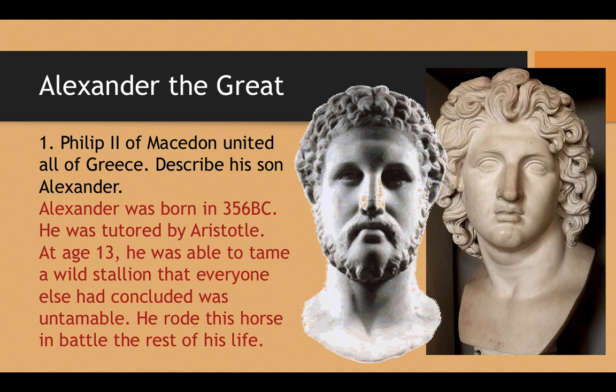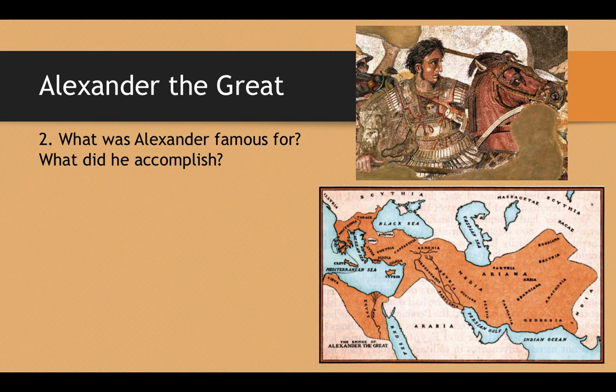And at age 13, he was able to tame this wild stallion that had become so untamable, basically. Everyone else had concluded that he was untamable, completely wild. They said, we need to kill him so he doesn't kill us all. And Alexander was able to tame him at the age of 13. And he actually rode this horse into battle for the rest of his life.